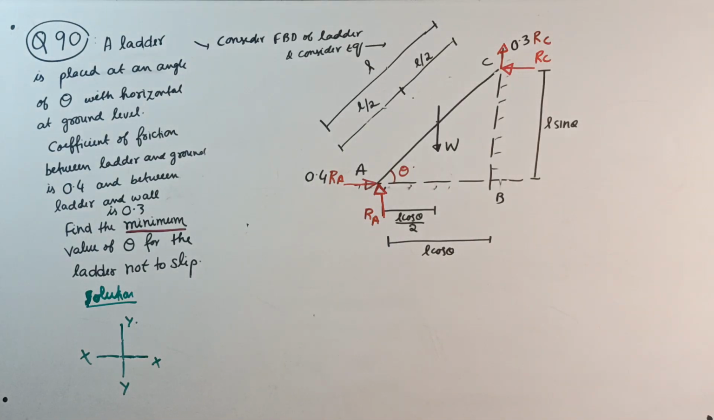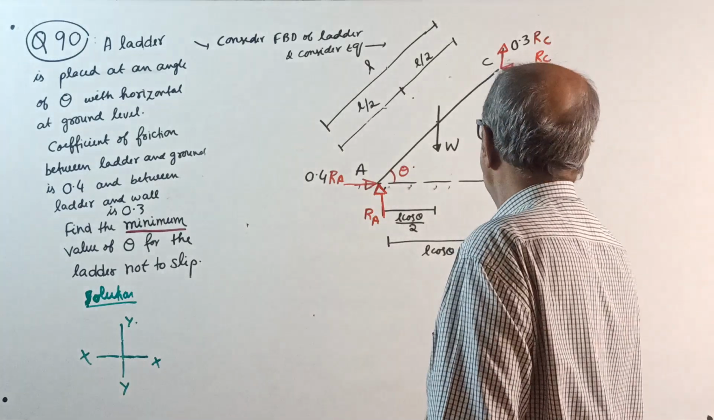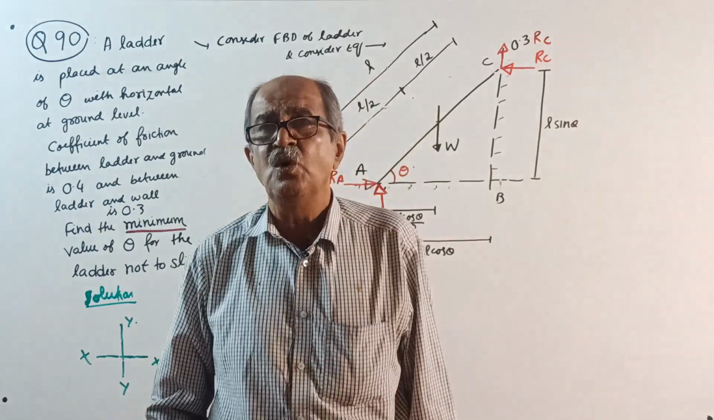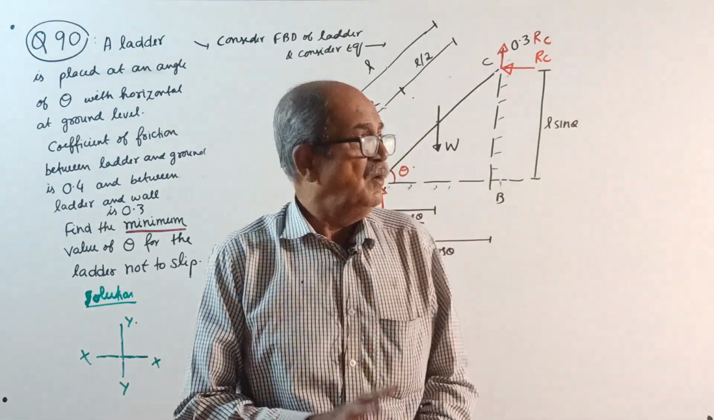I will ask someone, how many actions? Sir, just one action. Which one? Weight of ladder. How many reactions? Total 4 reactions. But how many unknowns? Only 2 unknowns. What 2 unknowns? Theta also is unknown. There are total 3 unknowns. So I told, okay, now, next.